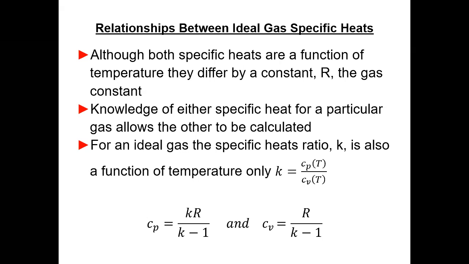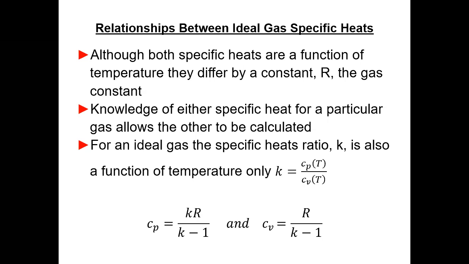And then, just substituting into that previous relation this definition of k, and doing a little bit of algebra, we can show that Cp is k times R divided by k minus 1. Well, that's handy to know.